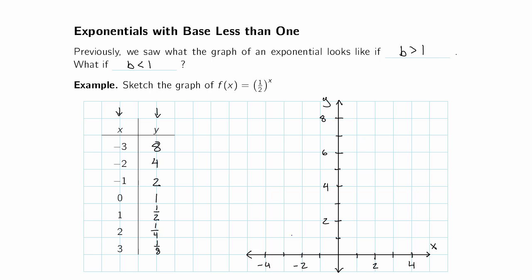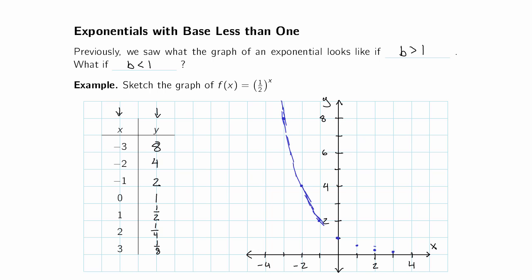So let's see. -3, +8, that's easy to plot. -2, +4. -1, +2. 0, +1. And then the fractions, I have a half. Half of a half is a fourth. And an eighth is just real small. Fill in a smooth curve through these.